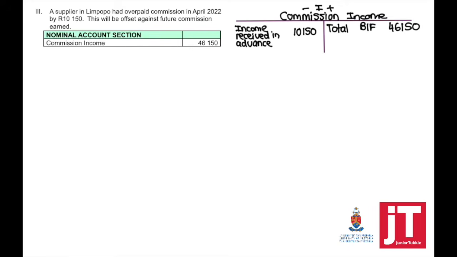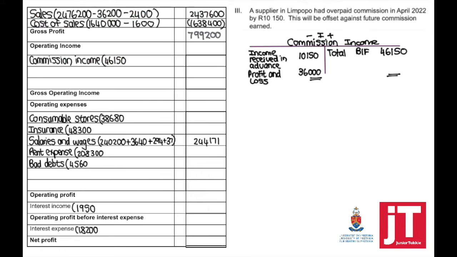Commission income will need to be debited. Because this doesn't form part of our income for this accounting period, we're going to subtract it and then we're going to total to find out what is our total income for this accounting period.